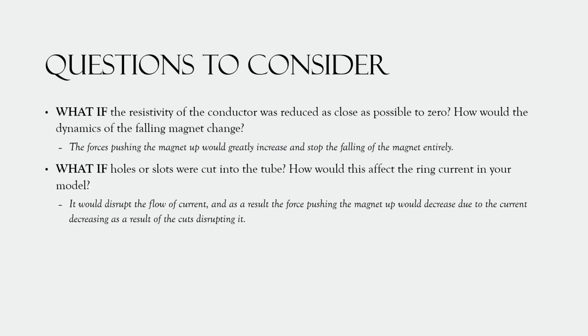Some questions to consider. What if the resistivity of the conductor was reduced as close as possible to zero? How will this impact the dynamics of the falling magnet? The main thing is the forces pushing the magnet up will greatly increase and stop the falling of the magnet entirely. Finally, what if holes or slots were cut into the tube? How would this affect the ring current in your model? It would disrupt the flow of current, and as a result, the force pushing the magnet up would decrease due to the current decreasing as a result of the cuts disrupting it.